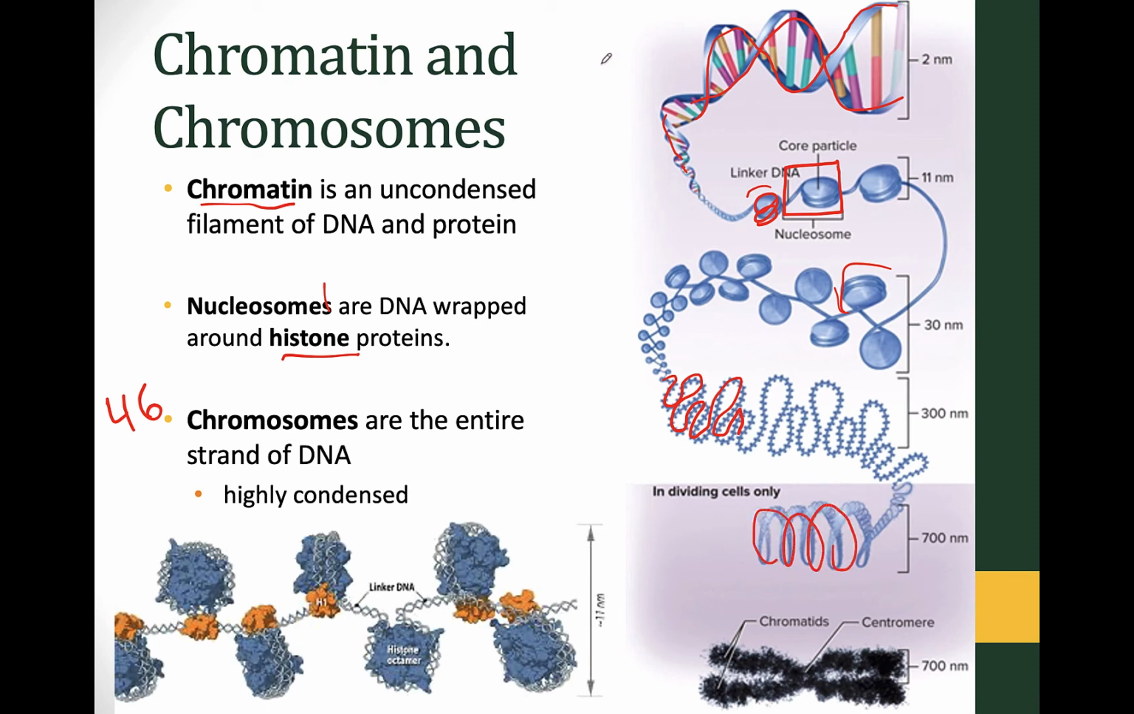So as we progress down this image, things are getting more and more dense. They're getting packed closer and closer together until we get a chromosome, which is the most highly condensed version. So chromatin and chromosomes are both just DNA and protein. But chromatin is loosely organized, and chromosomes are very dense.